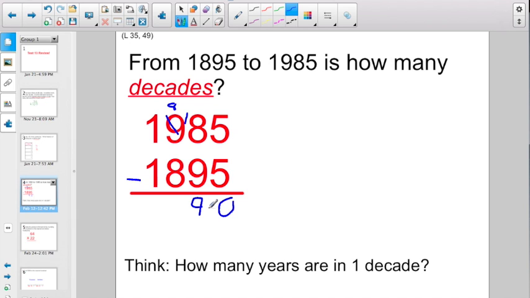But you've got one more step. Now we have to think about how many years are in one decade. Hopefully you know a decade is 10 years. So if I want to have the answer in decades, then I have to divide my years by 10. 90 years is 9 decades, right? Because if you counted by tens, 10, 20, 30, 40, 50, 60, 70, 80, 90, you would do that 9 times.